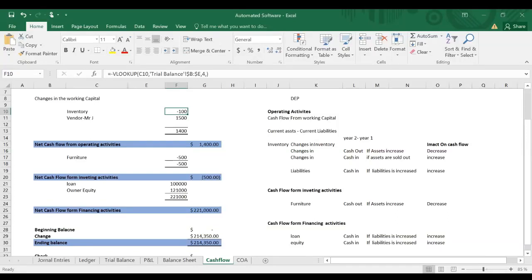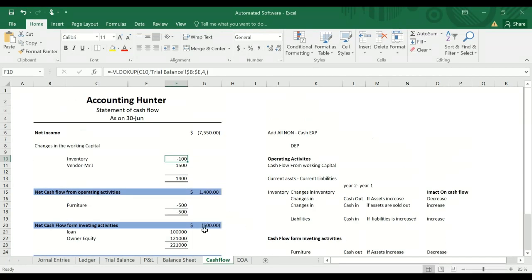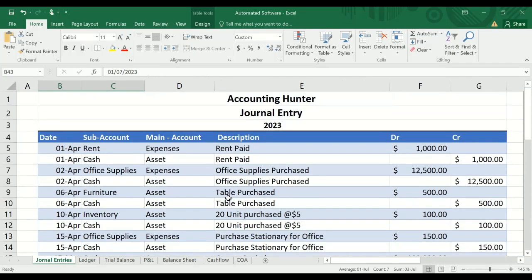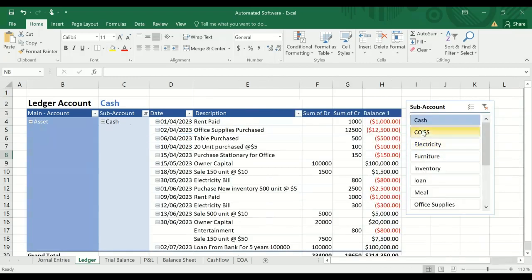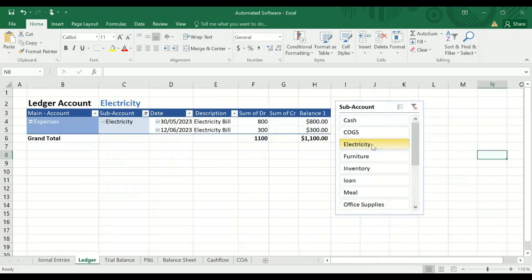Hello everyone. So today we are going to learn how to make your cash flow statement. In the previous videos, I hope you have watched all those videos about general entries, how to create this general entry, and how to create a ledger, a fully automated ledger.